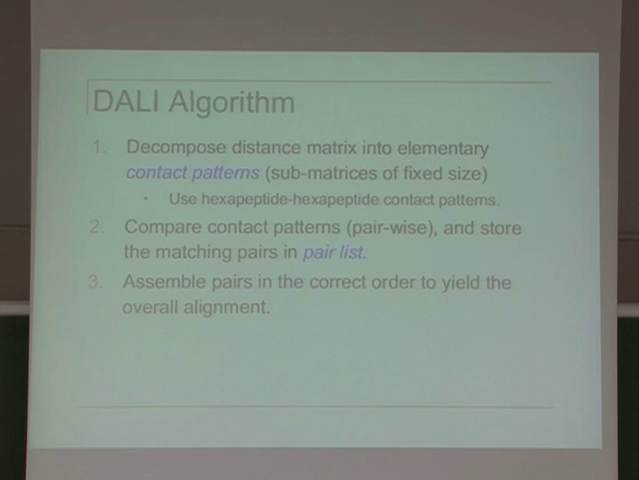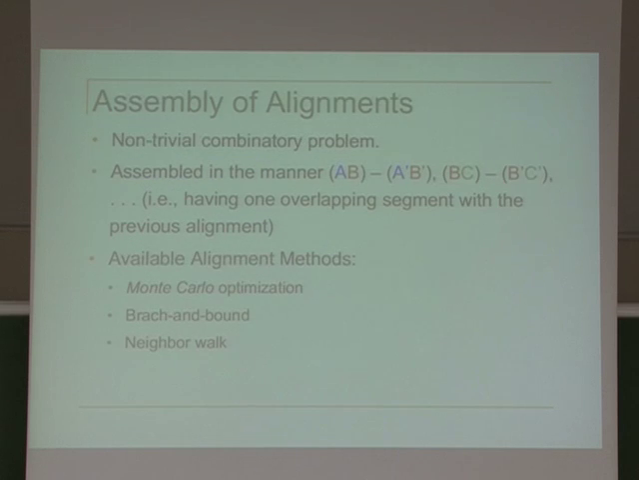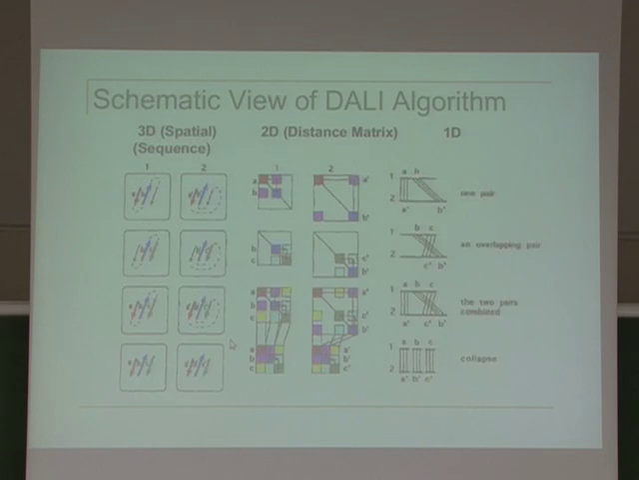The assembly of these small submatrices into a larger matrix is actually a difficult problem. It's a combinatorial problem, and they have different techniques implemented to solve it. One of them is based on Monte Carlo optimization, branch and bound search, and neighborhood walk. All of these are implemented in DALI. I'm not going to go into details, but this figure shows an example of how similar contact patterns are grown to find a larger structure.